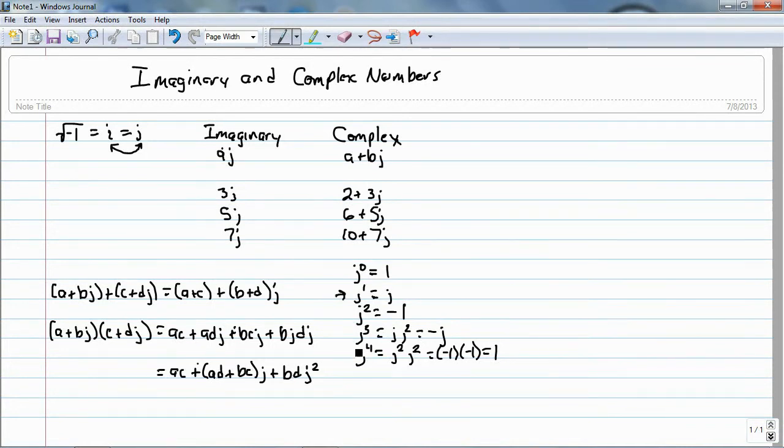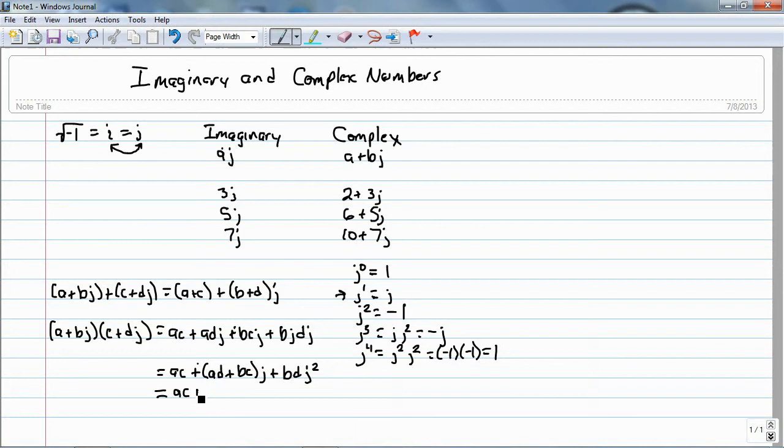And that just means it cycles through. So J to the fifth is J, J to the sixth is -1, J to the seventh is minus J, J to the eighth is 1. And they just keep cycling through. So in this case, then, I can simplify this.